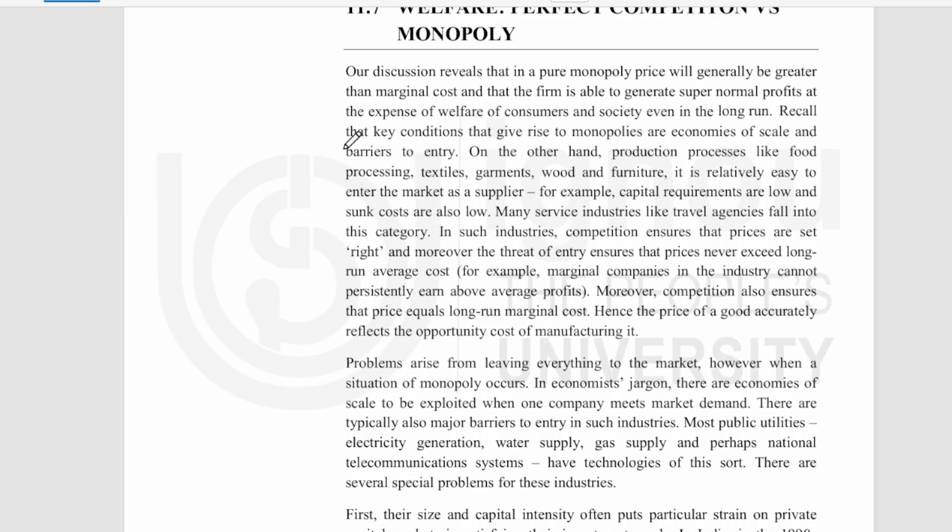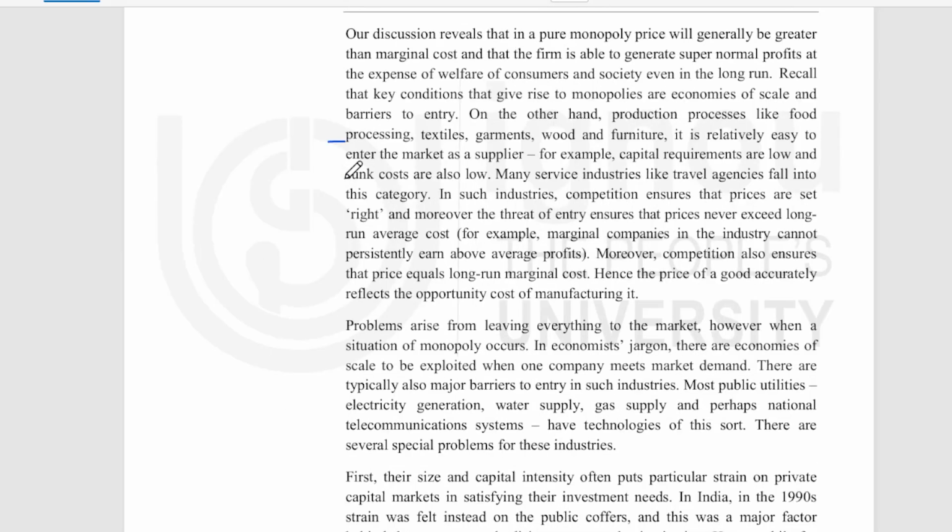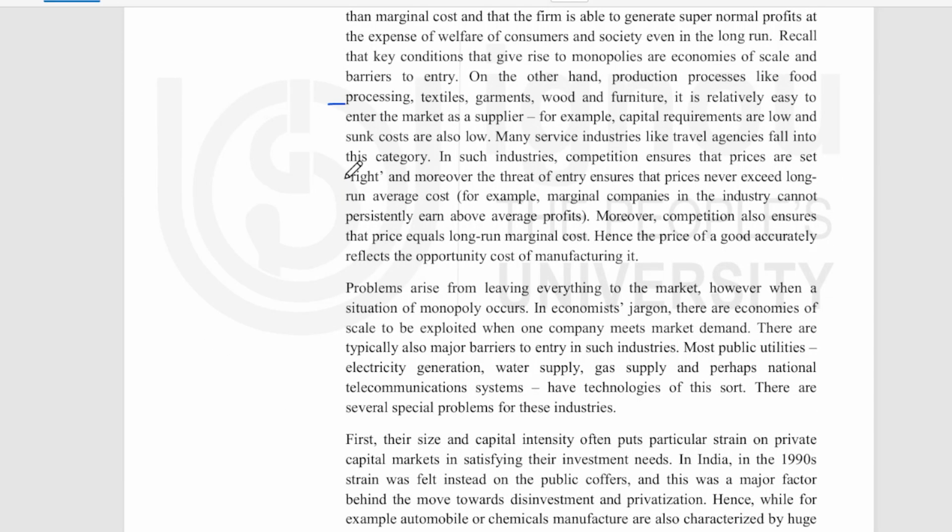On the other hand, in production processes like food processing, textile, garments, wood and furniture, it is relatively easy to enter the market as a supplier. For example, capital requirements are low and the sunk costs are also low. So many service industries like travel agencies fall into this category.